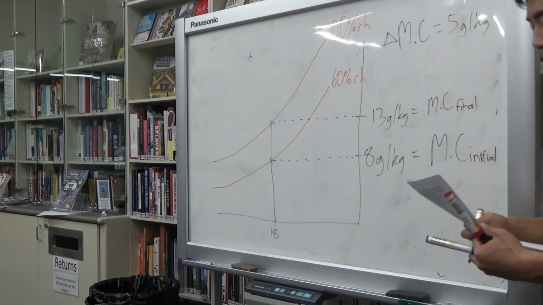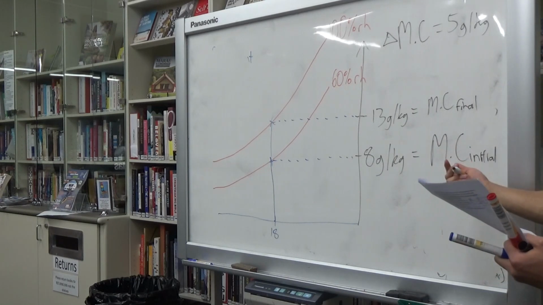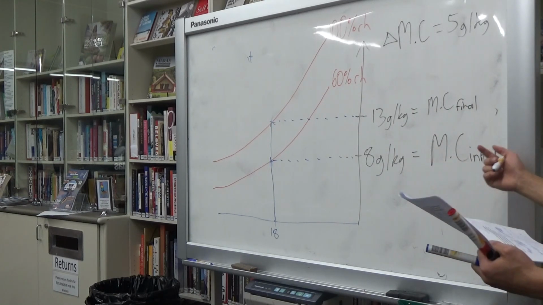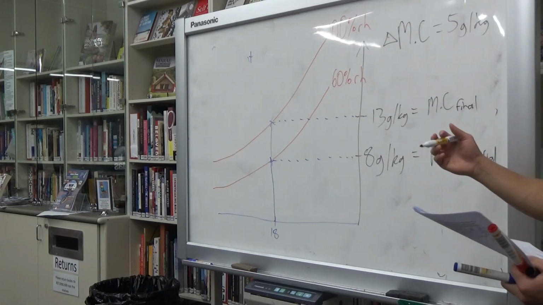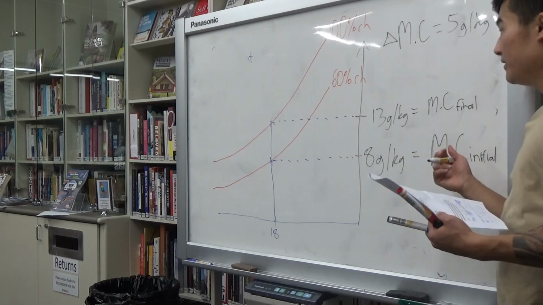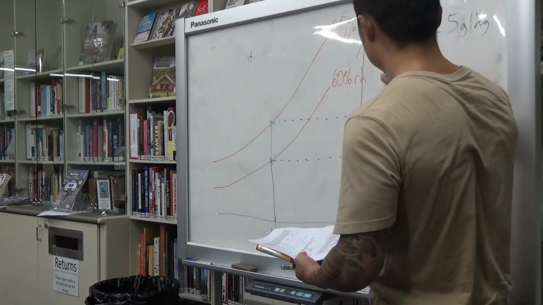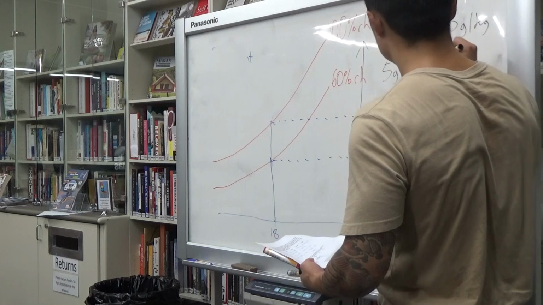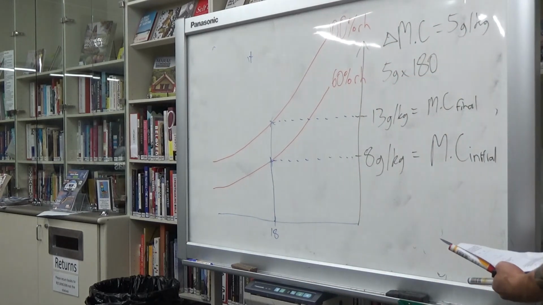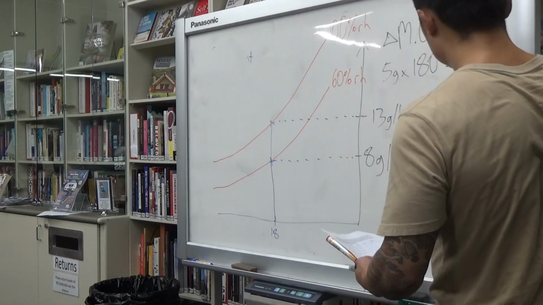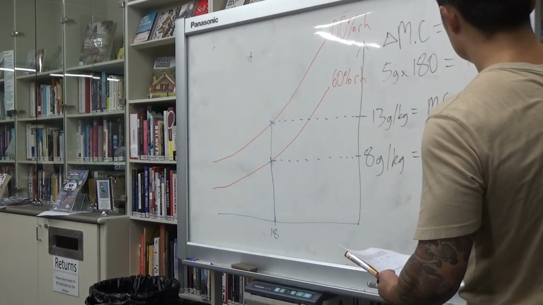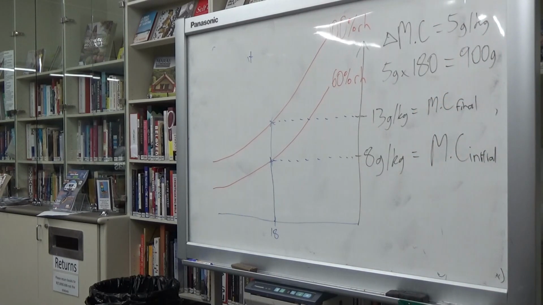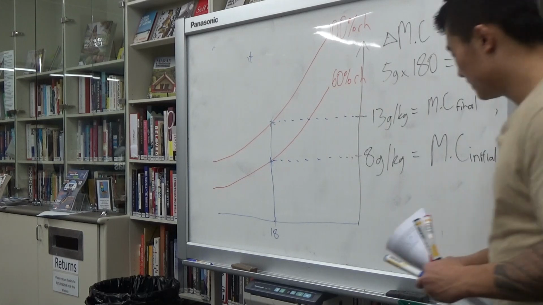So then we want to find out the total amount of water that's been added to the air. And we know that there's 180 kilograms of air. So you're just going to multiply 5 grams by 180, because there's 180 kilograms of air. And that should give you 900 grams of water that's been added.